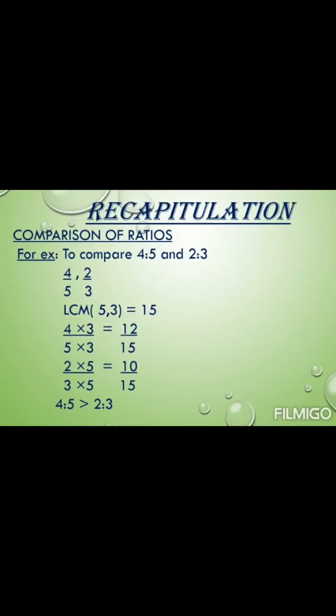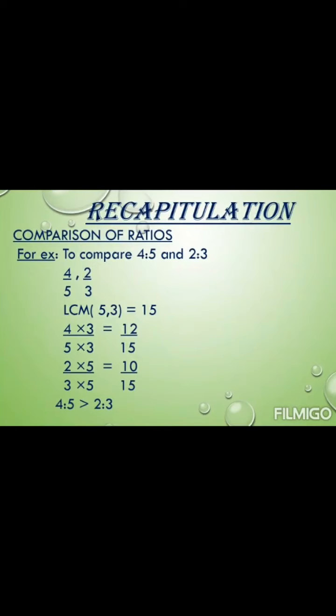Next topic is comparison of ratios. If we have to compare two ratios, then first we have to write into its fraction form. Then we have to take LCM and further solve. For example, to compare 4 is to 5 and 2 is to 3, first write into fraction form. It will be 4 by 5 and 2 by 3. LCM of 5 and 3 will be 15. Now convert 4 by 5 as denominator 15. We have to multiply it by 3 with its numerator and denominator both.